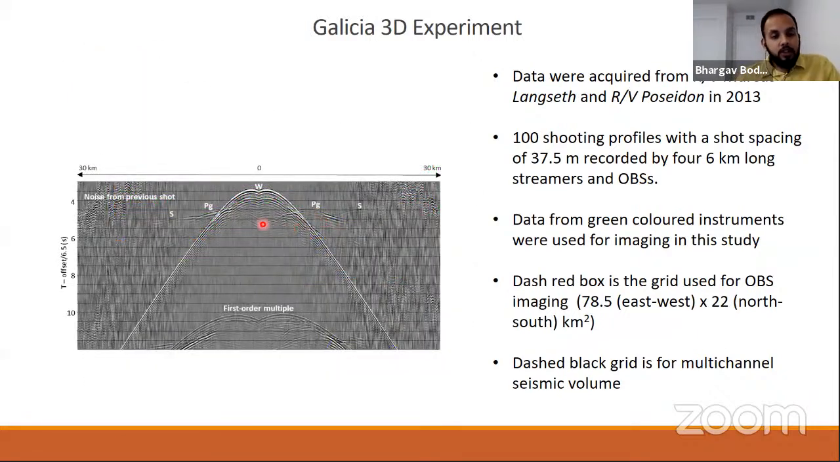This figure shows the seismic data recorded by the ocean bottom seismometer along one of the profiles. We can see very clearly the wide-angle refractions from the S reflector and from the crustal arrivals, PG arrivals, and we see very strong direct arrivals. Because of the very deep seafloor, we can also see very clearly the first order multiples, which are quite separated from the direct arrivals. And we also have noise from the previous shot.